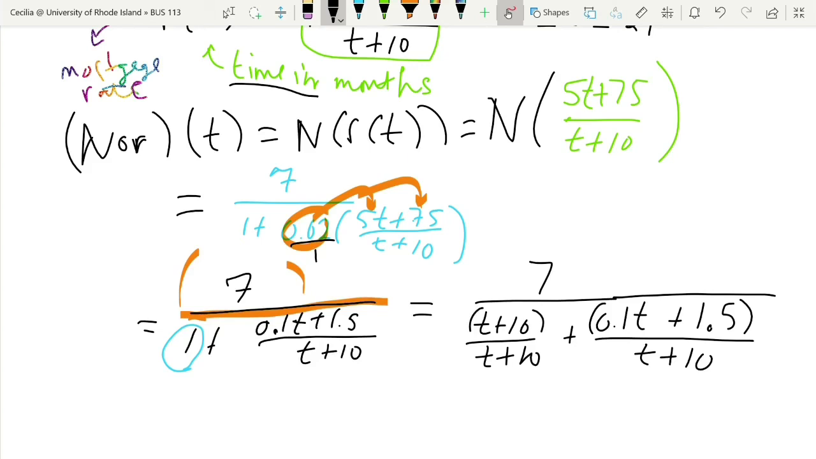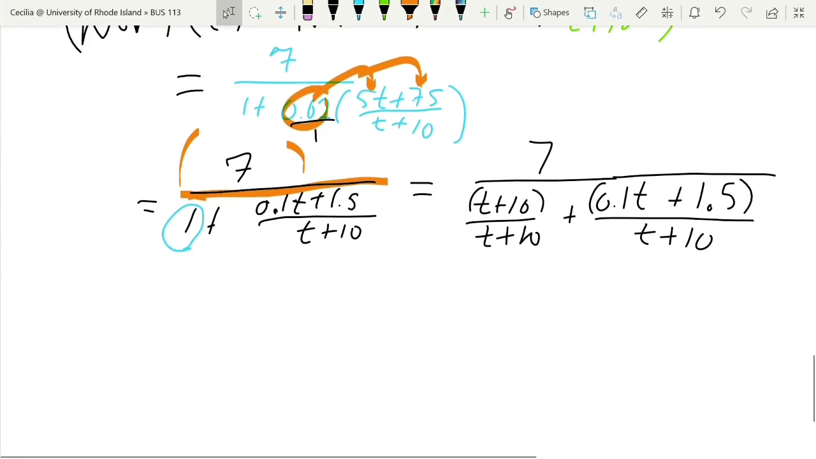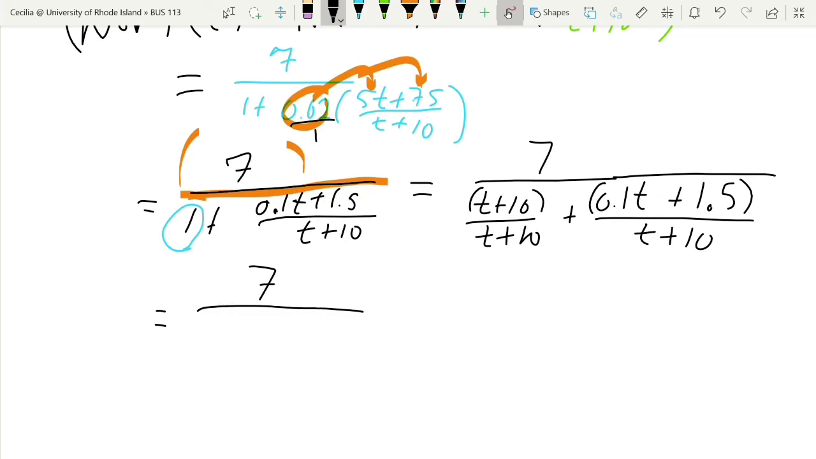Now we have a common denominator. So what we're going to be able to do now is, again, we haven't dealt with the numerator yet. It's just coming along for the ride. But for the denominator, we have t plus 0.1t, so 1.1t, right? And 10 plus 1.5, so that's 11.5, divided by t plus 10.